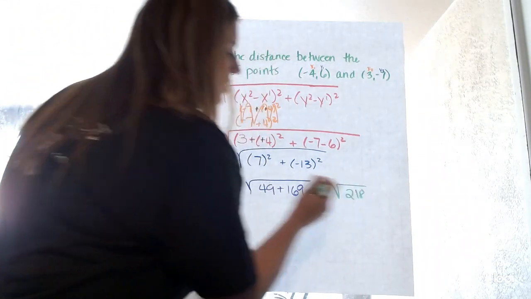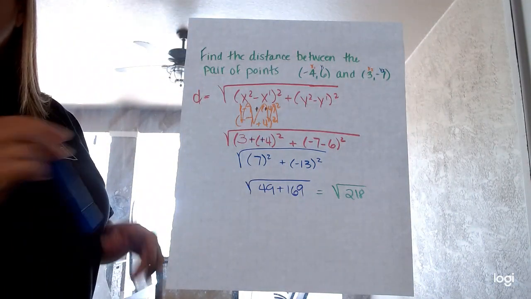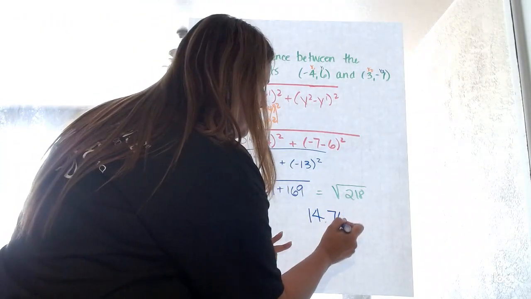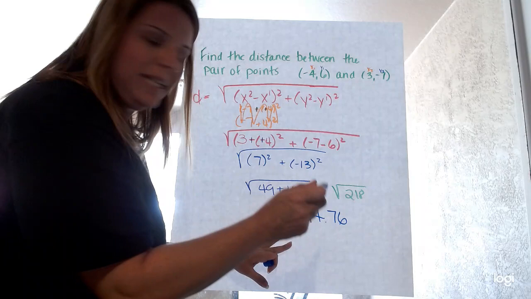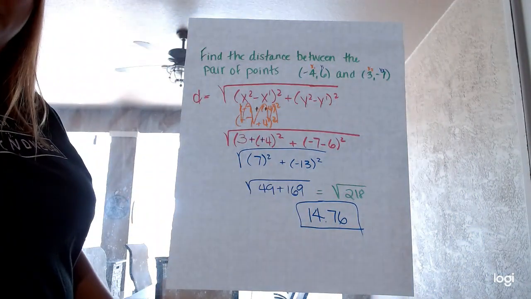So now just plug into your calculator, 218, hit the square root sign, and you will get 14.76. Okay? So that's how you find the distance.